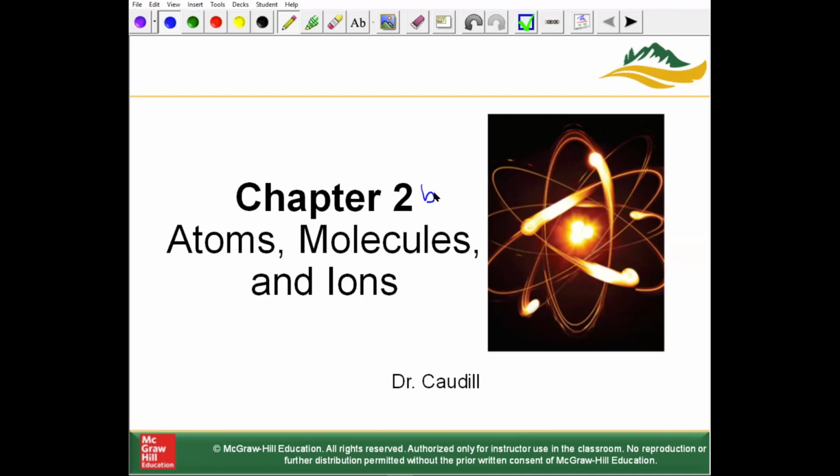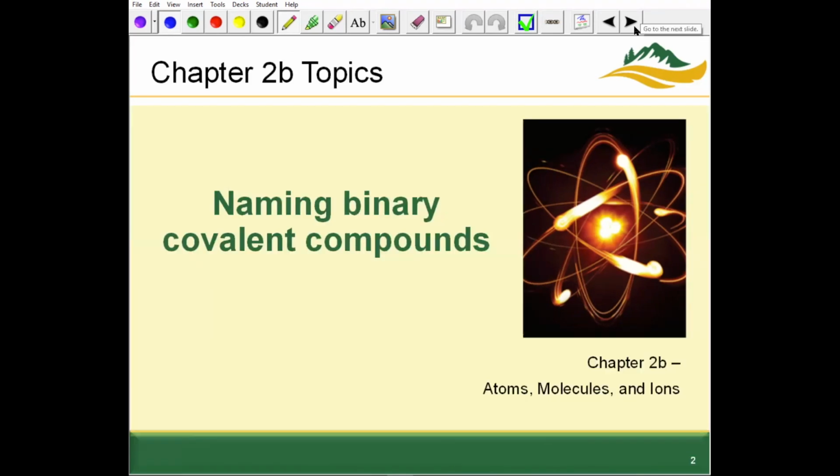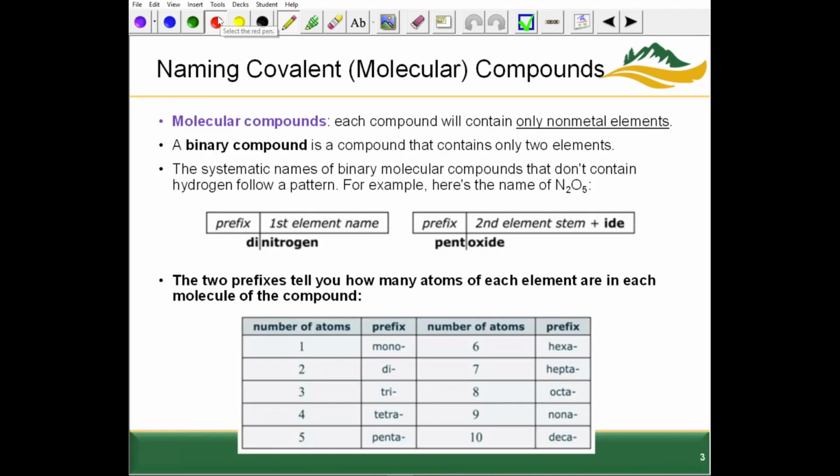All right, we're going to go through the rest of chapter 2. The first topic is naming binary covalent compounds. We talked about ionic compounds previously. Molecular or covalent compounds, you'll know we have a molecular compound when only non-metal elements are present in that compound, versus ionic compounds, those had a metal and a non-metal. Molecular or covalent compounds are only non-metals.